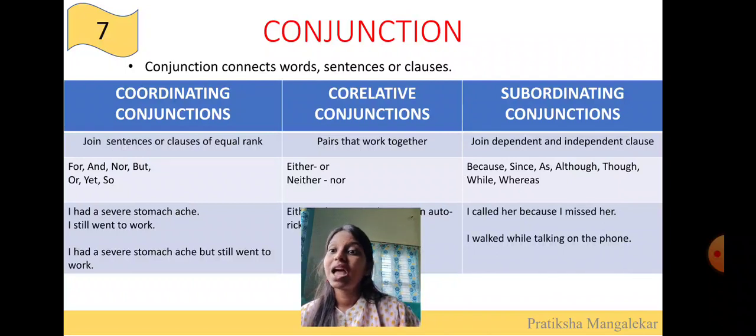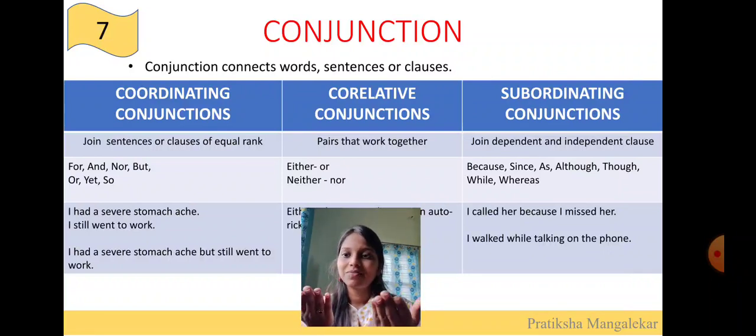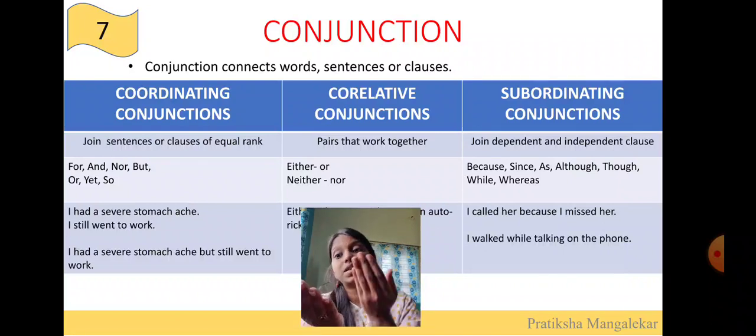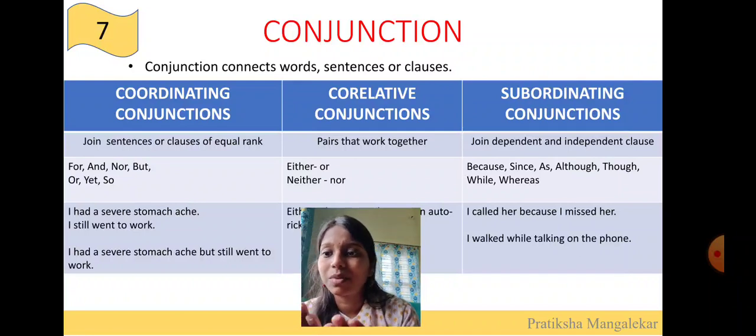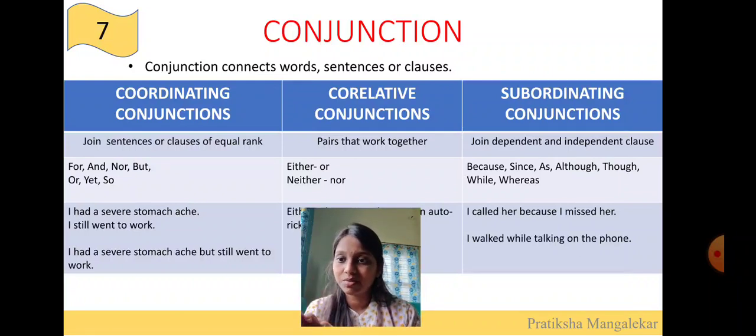For example, I had a severe stomach ache. I still went to work. Both of these are equal sentences, but I need to connect these two using a coordinating conjunction. I will say, I had a severe stomach ache, but I still went to work. The I is missing over there.